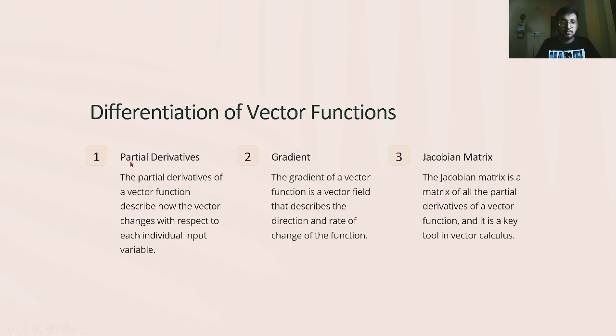Next we have differentiation of vector functions. There are basically three types: partial derivatives, gradient, and the Jacobian matrix. The first one, the partial derivative of a vector function, describes how the vector changes with respect to each individual input variable. Gradient: the gradient of a vector function is a vector field that describes the direction and rate of change of the function. Jacobian matrix: the Jacobian matrix is a matrix of all the partial derivatives of a vector function, and it is a key tool in vector calculus. So the differentiation of vector functions is done.